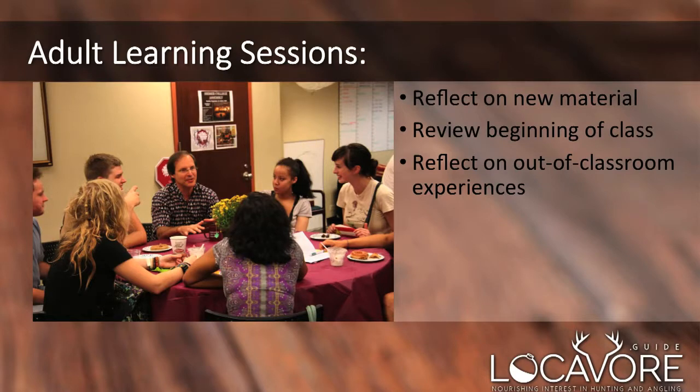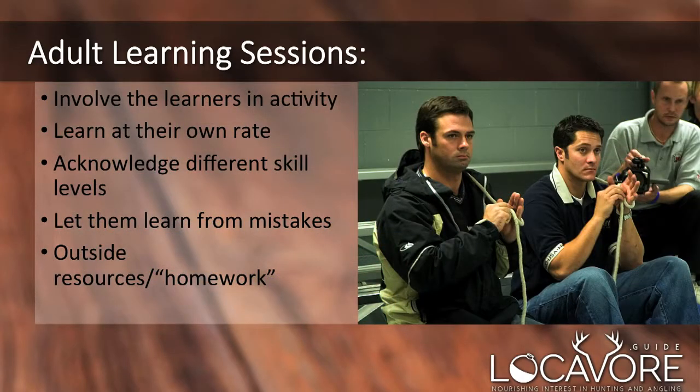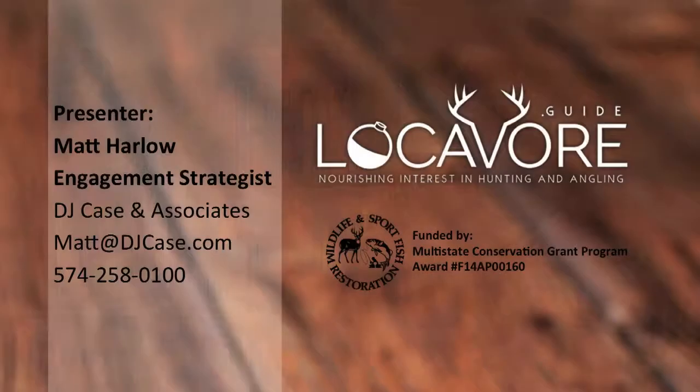You want to give them every opportunity to reflect on new material. You might want to review at the beginning of the class, and you want to review out of classroom experiences. Lastly, adults like and need to do things outside class to contribute to class. If you can give them some videos to watch, a process to go through, or an activity to try, they'll all be better for it in the end.